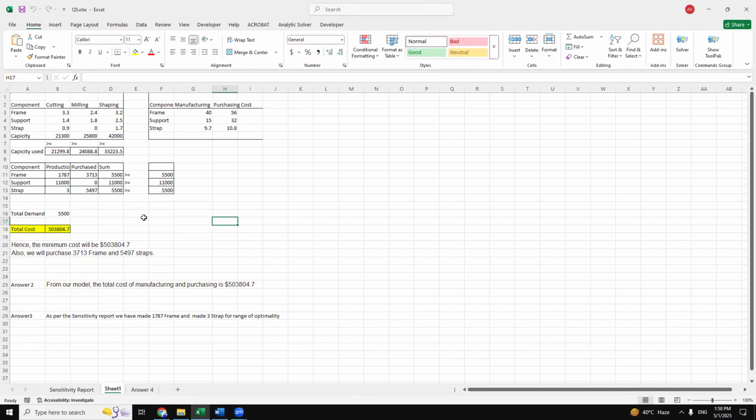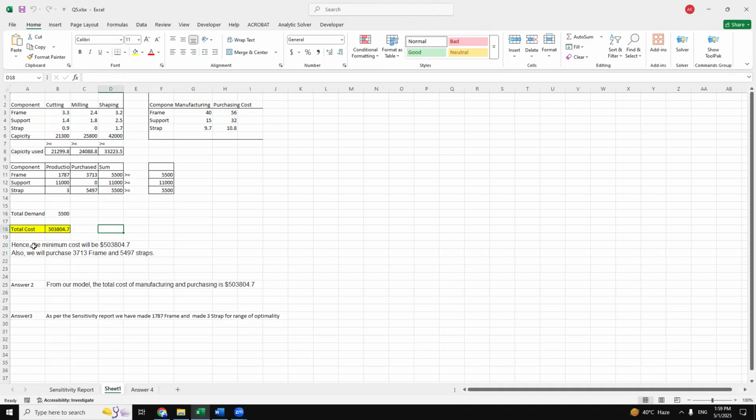So I solved each and every part of this question using Excel Solver. So this one is our part first. This one is the components. This is cutting, milling, and shaping. And then these all are the constraints. Again, this one is our objective, and then this one is our total demand. So after using the Excel Solver, my answer becomes this one.